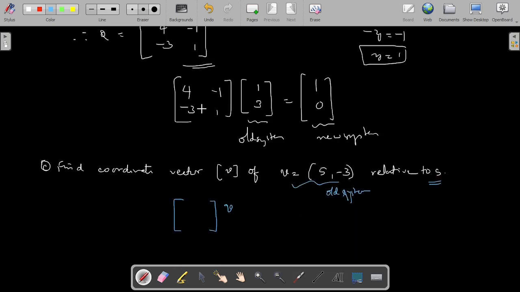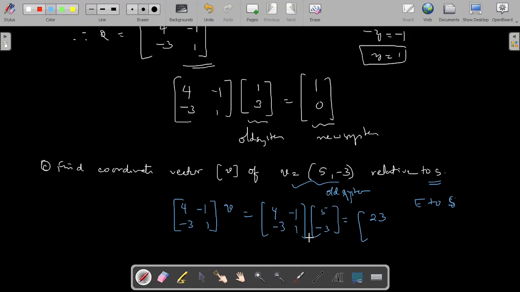Okay, Q is, see, it is like E to S, so not using P here, you have to use P inverse, that is nothing but Q. (4, -1; -3, 1) into v, that is (4, -1; -3, 1) into (5, -3). This gives you 20 plus 3, 23, and -15 minus 3, -18. These are the coordinates of the same vector (5, -3) in the new coordinate system.